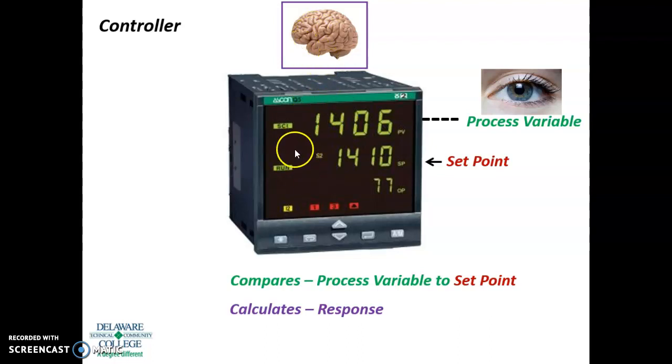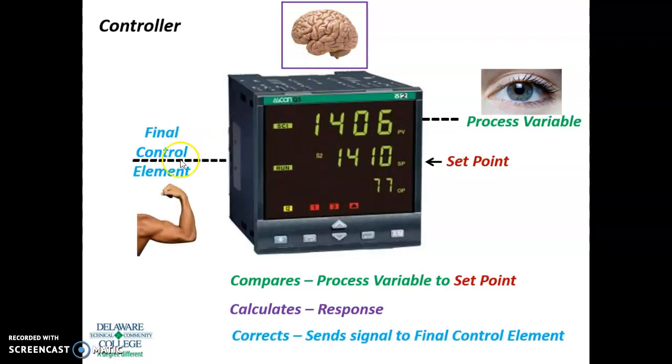That calculates an output. Then the final control element is acted upon and corrected, sending the signal to the final control element. Here, this is usually a control valve, but it may be some other pieces of equipment which we'll talk about. So it opens up or closes based on the set point to adjust that.